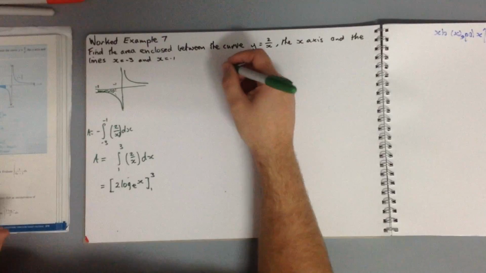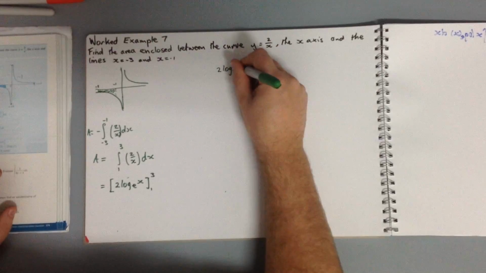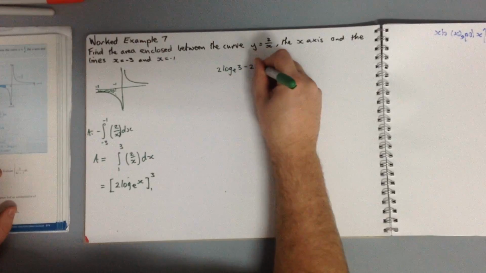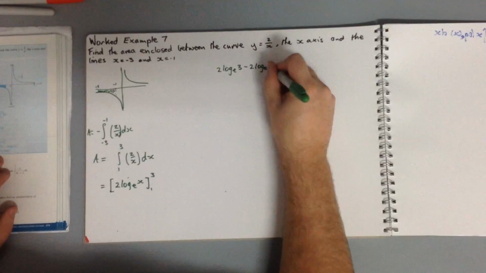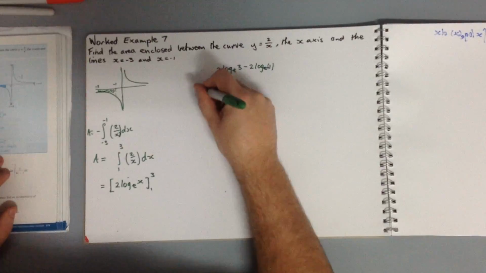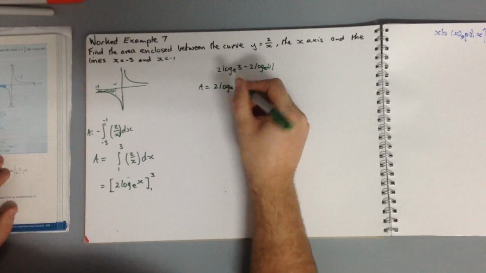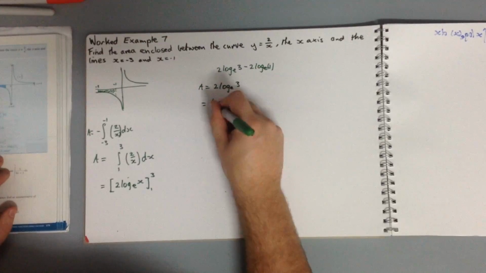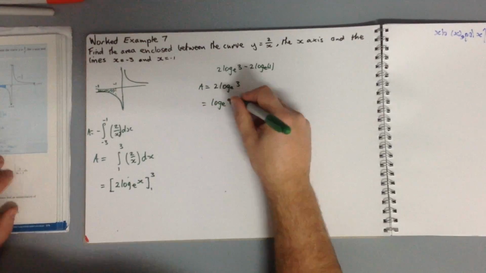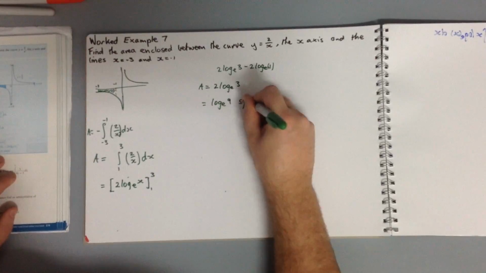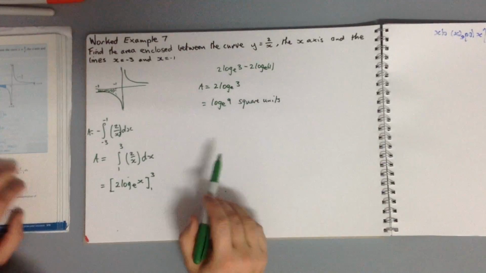So that's 2 log to the base e of 3 minus 2 log to the base e of 1. Well, log to the base e of 1 is equal to 0, so our area equals 2 log to the base e of 3. Or we could say it's log to the base e of 9 by bringing our 2 up as a power. And then say, if you like, square units.